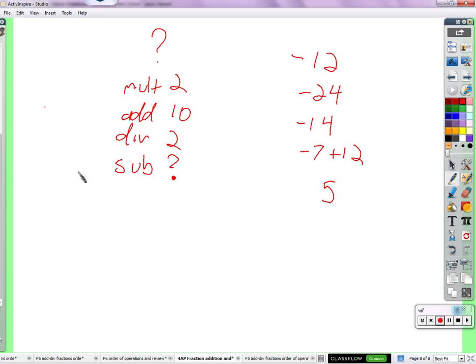All right, what number do you have? Negative 8. Times 2, add 10, 26. Divide by 2, 14. Subtract negative 8, so add 8. Wait, how do you get the 3? Because negative 16 plus 10, you have a negative and a positive, so it's going to be negative 6.